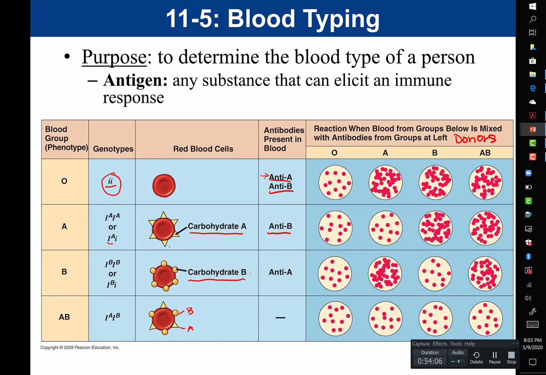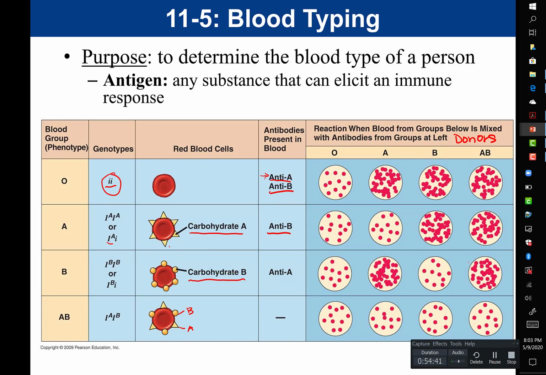So for me, who's type B, I can receive O blood because O blood is seen as self. I can receive B blood because B is seen as self, but I can't receive anything with an A. So I can't receive A, I can't receive AB. Both A and AB would be seen as foreign because my body would produce anti-A antibodies. So I can't receive anything with an A.